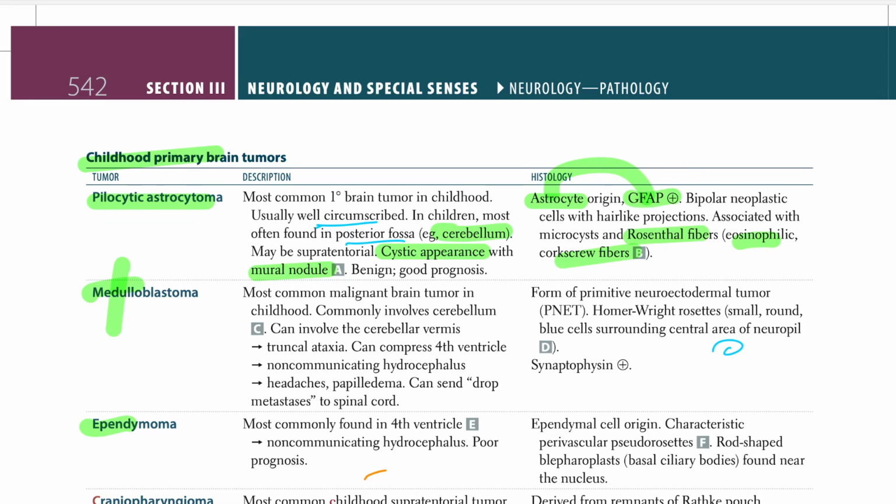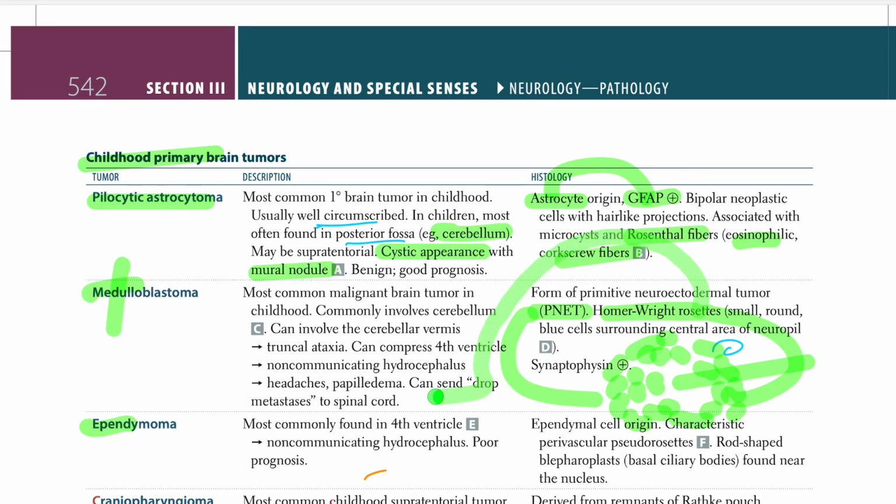Then you have the medulloblastoma. Medulloblastoma is associated with PNET. These cells have palisading. They form a rosette sign with central necrosis. So these rosettes are the Homer-Wright rosettes. They can drop mets in the CSF, from the cerebellum to the fourth ventricle, and drop into the CSF. And that's with the medulloblastoma.